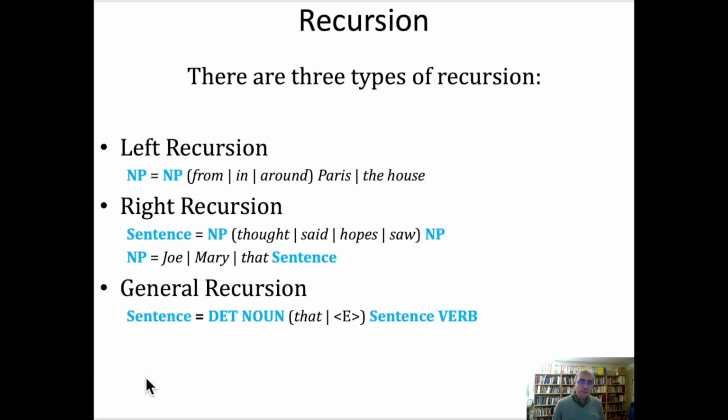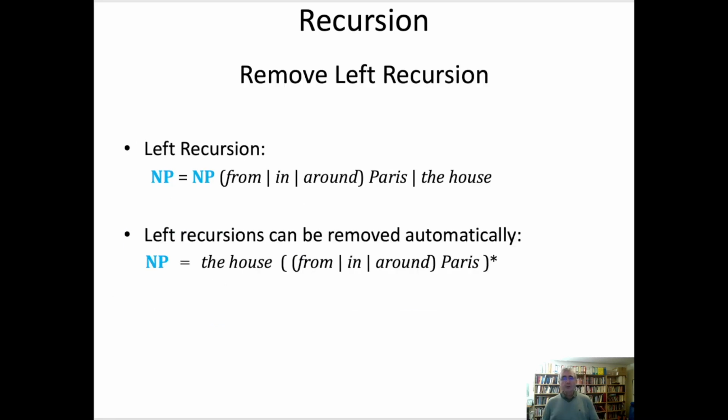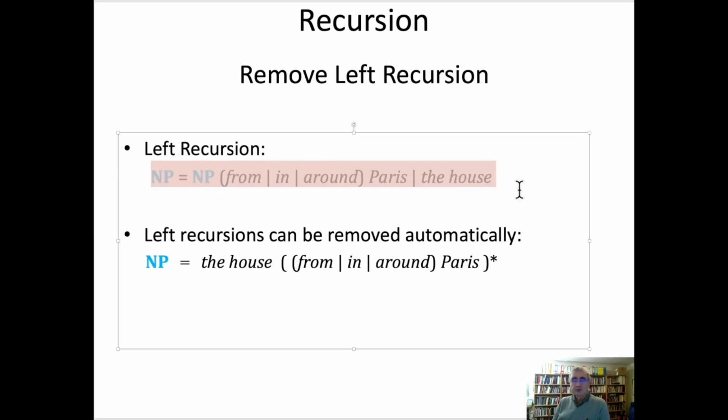And it's important to understand the 3 types of recursions because it is possible to remove left recursions automatically. So that's exactly what NooJ does. When NooJ finds a rule such as this one, NP is defined by NP itself, NP being a prefix of NP, NooJ can automatically replace this left recursive rule with a regular grammar. This grammar rule is equivalent to this one, the house, and then from, in, around Paris with a star.